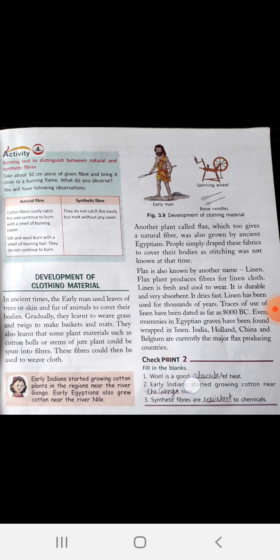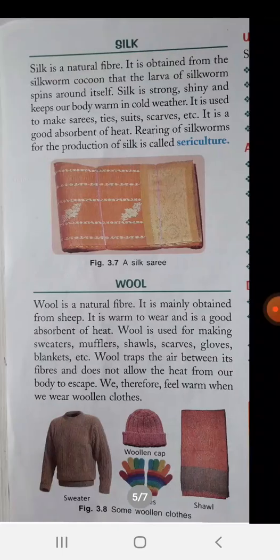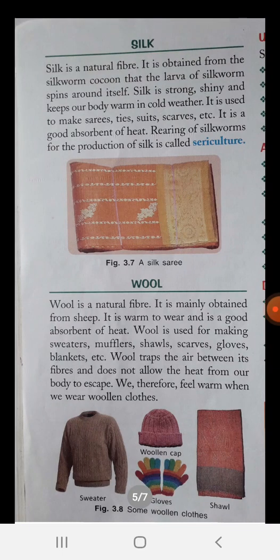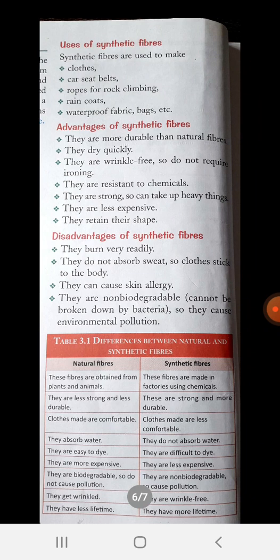So that is all about the chapter regarding cloth material, that is fiber and fabric. We studied how cotton and jute, silk and wool are obtained naturally from plants and animals. We also studied the benefits and disadvantages of man-made fibers. So this is all about chapter 3. With this, your chapter 3 is completed.